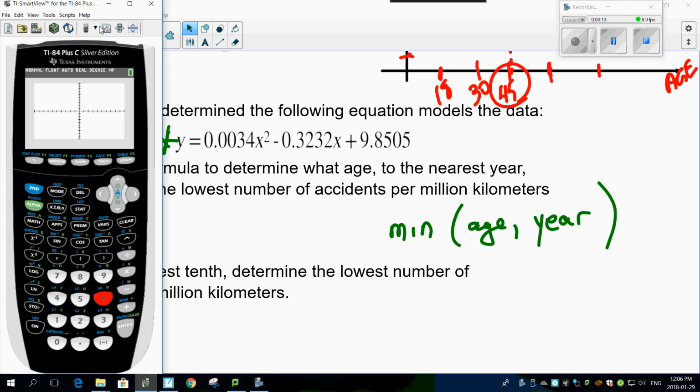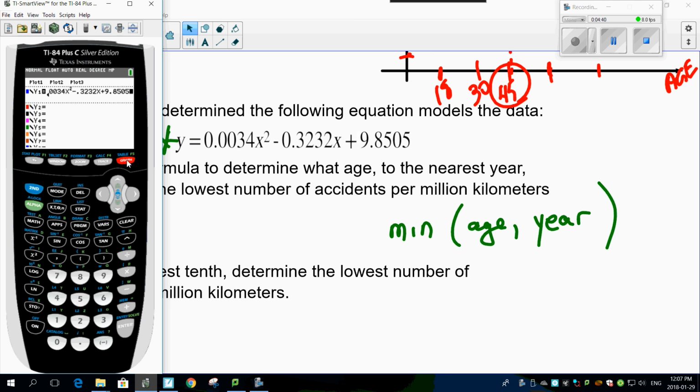So I can see the equation below it, I should say. So here's the y equals 2. Let's plot that in there. That's 0.0034x squared, oh my goodness, minus 0.3232x plus 9.8505. Okay, there's our graph.